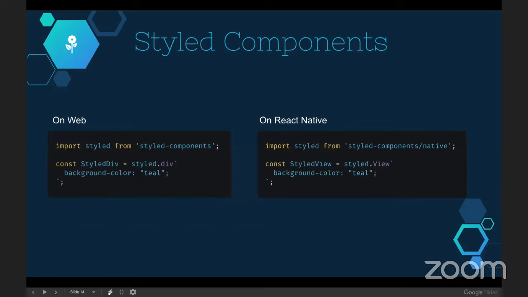And if you work with styled-components on the web, and you're familiar with it, and you would like to use it in React Native also, yes, React Native has a styled-components package as well. So on the web, you would import styled from styled-components, and this would be the way you'd use it. But in React Native, you'd just say styled.View, and you can apply your background color there.